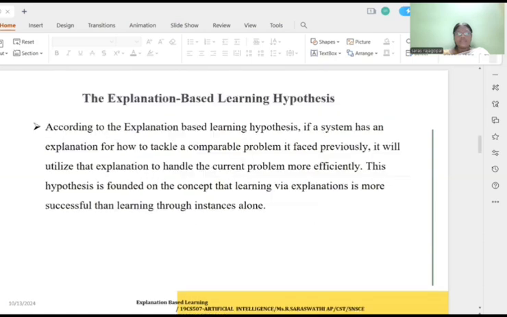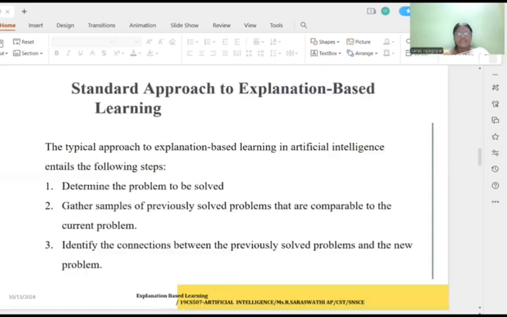Explanation-based learning hypothesis. If a system has an explanation for how to tackle a comparable problem it faced previously, it will utilize that explanation to handle the current problem more efficiently. This hypothesis is founded on the concept that learning via explanation is more successful than learning through instances. The standard approach. The typical approach for explanation-based learning in AI entails the following steps.